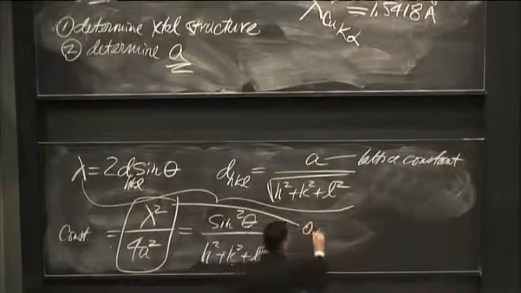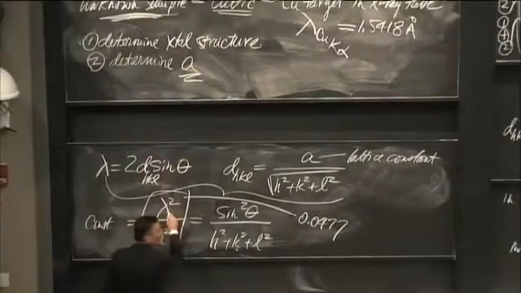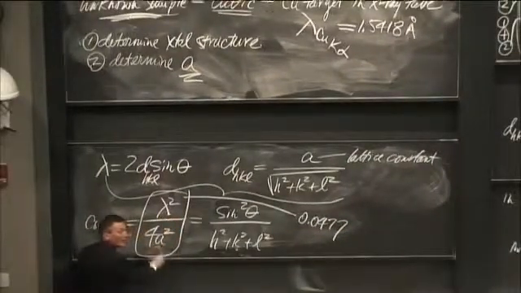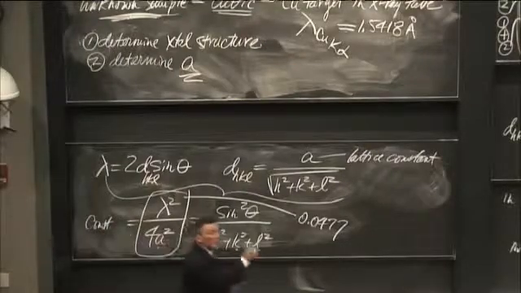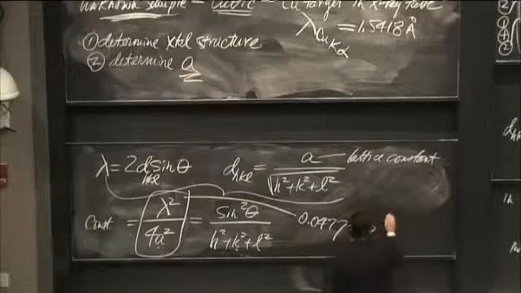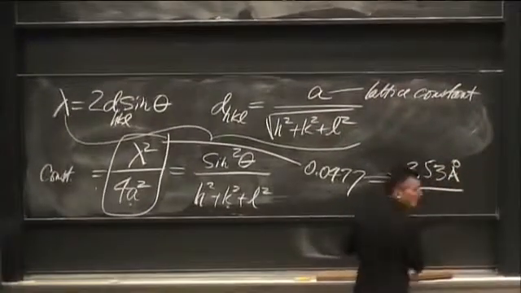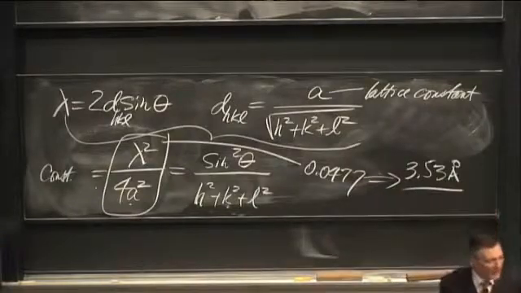This is 0.0477. And I know my lambda, that's 1.5418, so now I can calculate my A. So now I've determined that it's FCC, plus if I go ahead and I calculate the A value, I get 3.53 angstroms. And if it's FCC and it's 3.53 angstroms, I bet it's nickel.